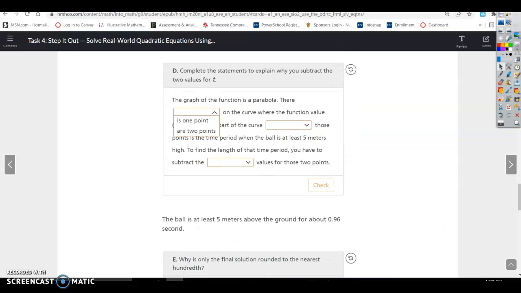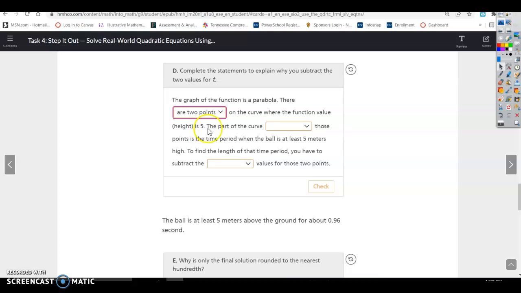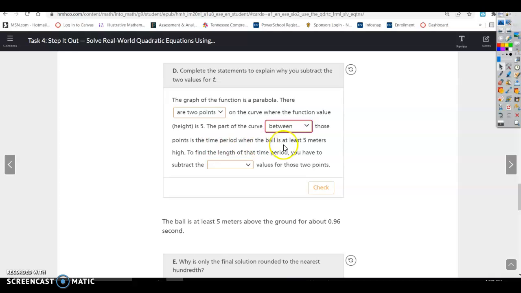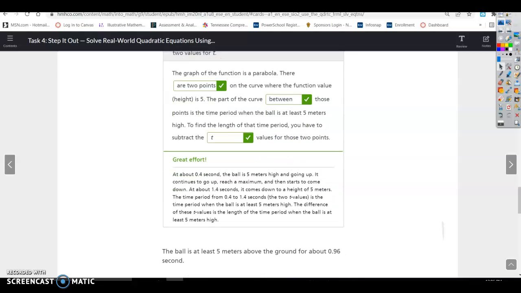All right, so it says complete the statements to explain why you subtract 2 values for t. So the graph of the function is a parabola. There are 2 points on the curve where the function value is 5. The part of the curve in between those 2 points is the time period when the ball is at least 5 meters high. To find the length of the time period, you have to subtract the t values for the points.